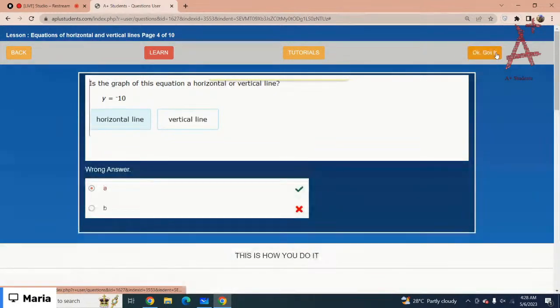Oh, that is y equals -10. When you are given y equals -10, that means the line is a horizontal line. Whenever you are given the y value, the line must be horizontal. And whenever you are given the x value, the line must be vertical. So it would be the horizontal line.